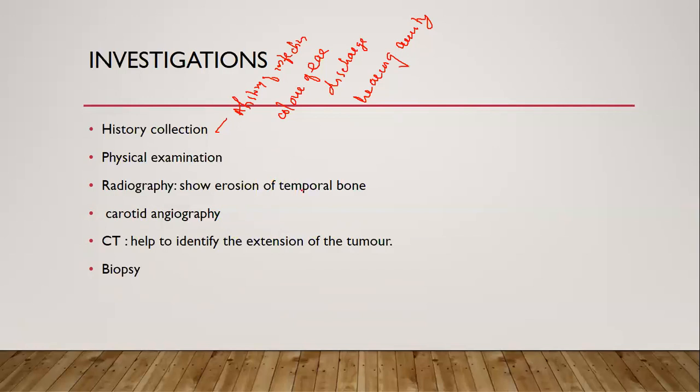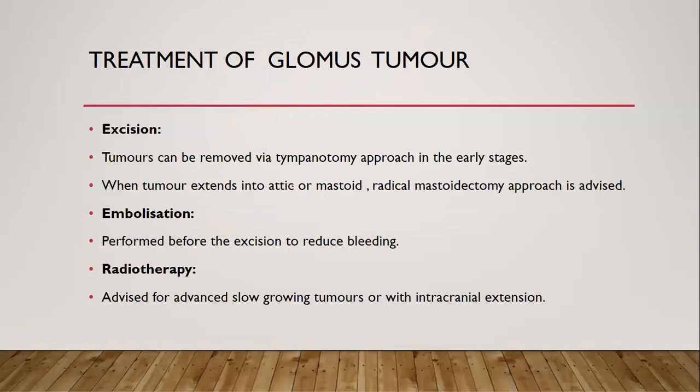Then radiography, which shows erosion of the temporal bone. Then carotid angiography will help to assess the carotid blood supply to the brain tissues, because with intracranial extension there will be a reduced blood supply to the particular region. It will be ruled out through carotid angiography. Then CT, computerized tomography, will help to identify the extension of the tumor, and then also biopsy, which will give the characteristic features of the tumor cells.